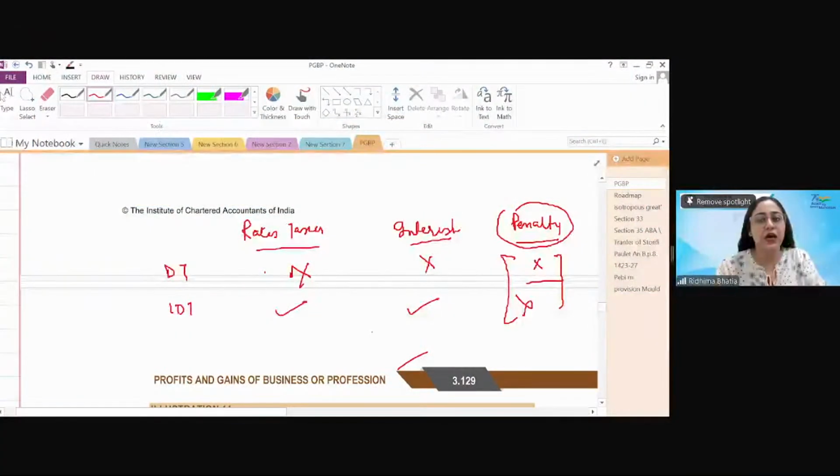Great, everyone. Any doubt from section 36? I hope you enjoyed it and it was pretty interesting. Okay. Any doubt? Any questions? Any queries? समझ में आया?